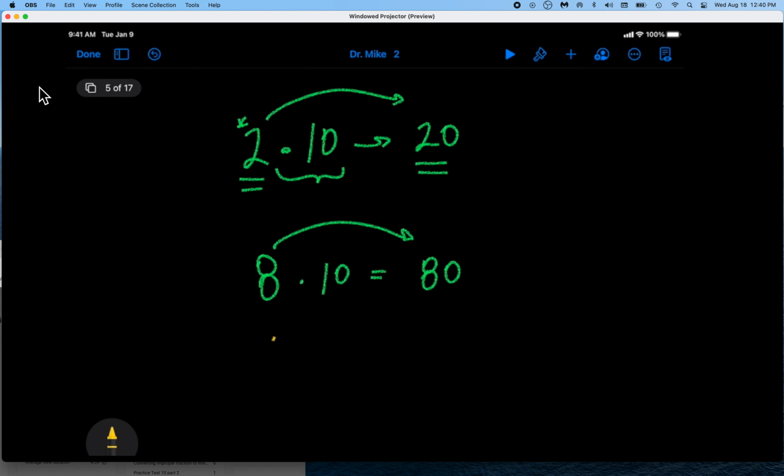What about 4 times 100? What is that? 400. The 4 got bigger. And how much bigger did it get? It got bigger by 2 zeros. If you multiply by 100, the number in question is going to get bigger by 2 zeros, 2 decimal places. Okay, let's talk about that.